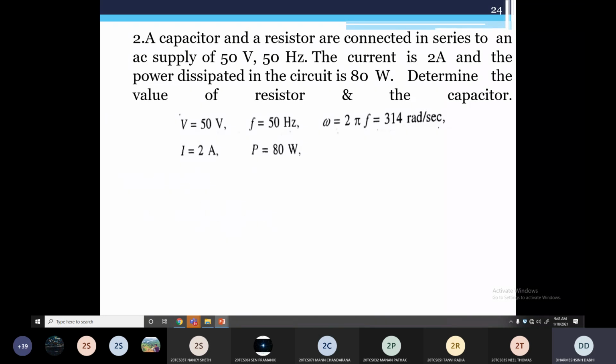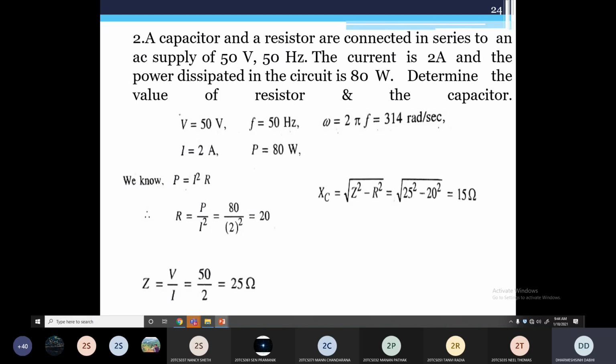So let's see this. R you calculate from the equation P is equal to I square R. Then calculate Z, which is V by I. V is given, I is given, so you get 25 ohm Z. Then calculate XC, because you already know R and Z. XC is the square root of Z square minus R square. So you get 15 ohm.